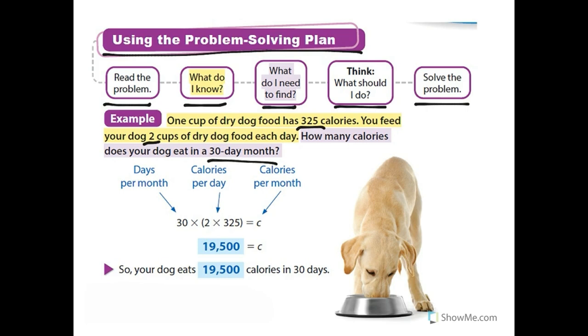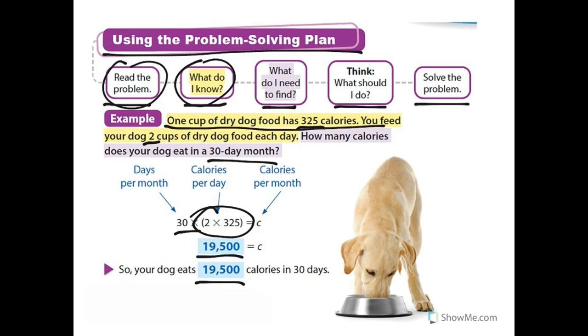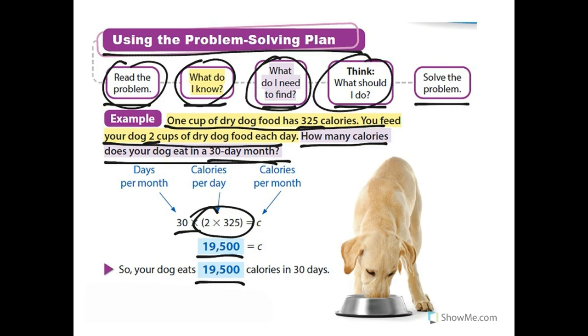So 2 cups each day, right? And then a 30-day month, they're going to multiply 2 times 325 and then multiply it by 30, and they get 19,500. So your dog eats 19,500 calories in 30 days. So they read the problem, they underlined or highlighted what they know, and then they highlighted what they need to find. How many calories does your dog eat a 30-day month? And then they thought what they should do. What they should do is do some multiplication. And then they solved the problem. That's what we're going to do.